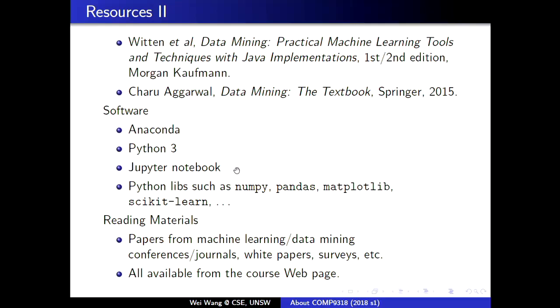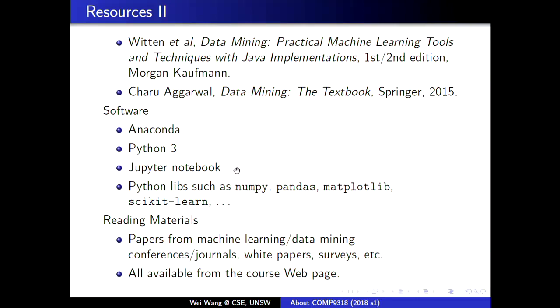For example, in NumPy and also in pandas, you can actually do very sophisticated operations. But we are probably just going to do very basic ones. Of course, if you are interested, you can learn more advanced features.